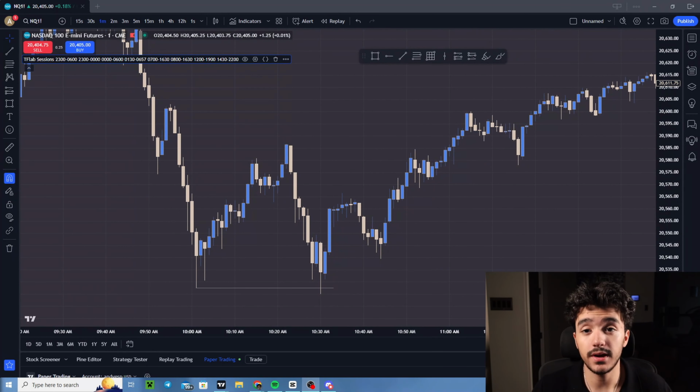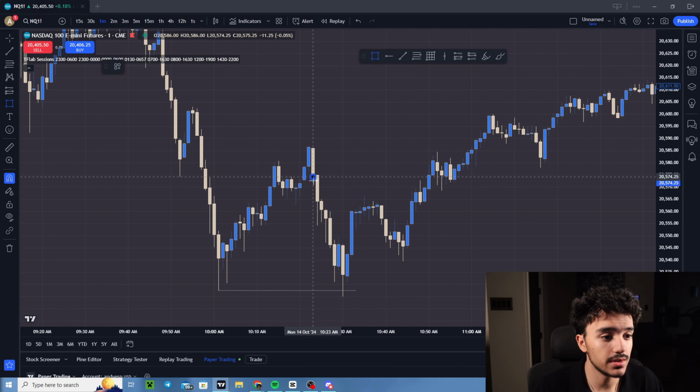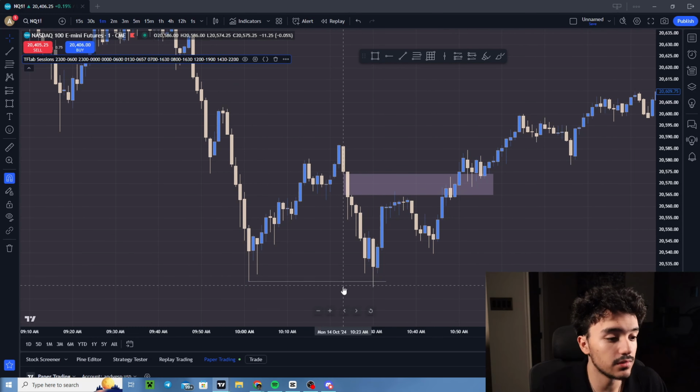I trade inverse fair value gaps as my strategy, and in this video I'm going to show you guys exactly what to do and what my thought process is going forward in trading these strategies. So in the chart, as you can see here, we have a fair value gap, and over here there's liquidity that was taken.